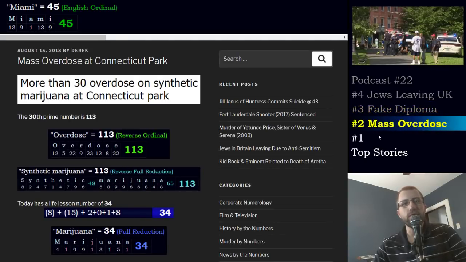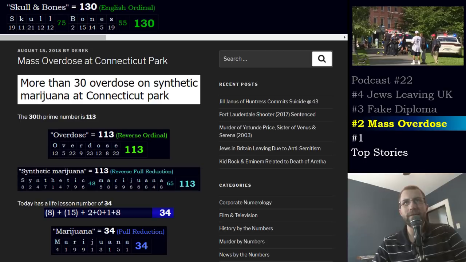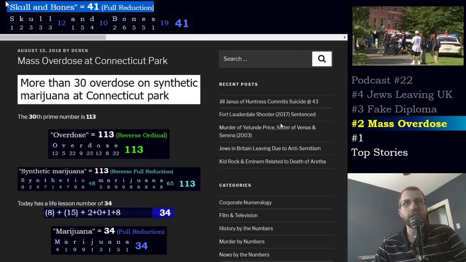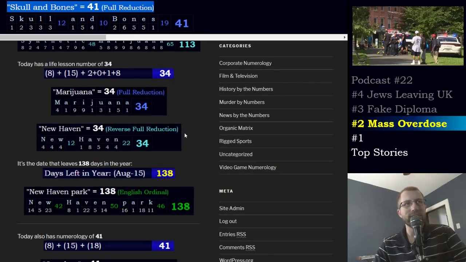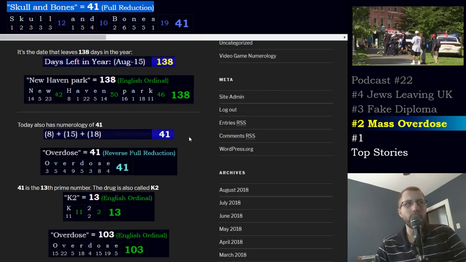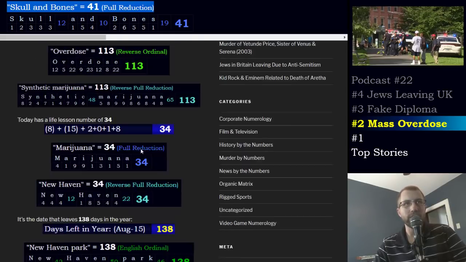All right, the number 2 news story of the week by the numbers. This story comes out of New Haven, Connecticut. And New Haven, Connecticut is the home of Yale University and the infamous Skull and Bones Society. Skull and Bones has given us 3 or 4 U.S. presidents to this point. I can't remember the exact count. Skull and Bones sums to 41. This story was released on a date with 41 numerology, by the way, which I find pretty interesting.